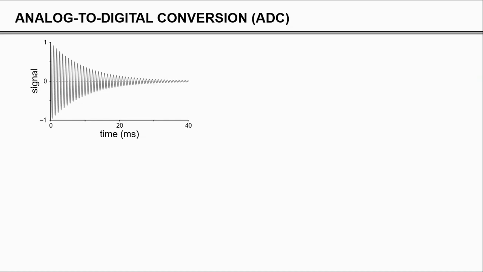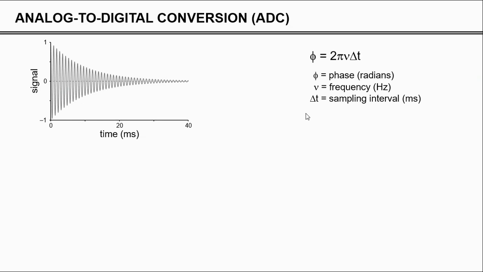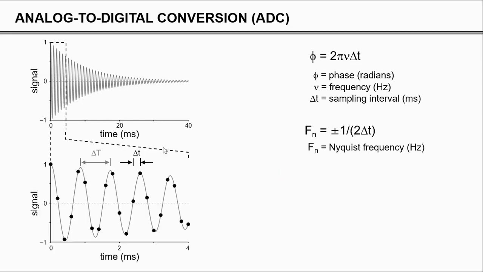digital representation? Well, that is governed again by the same equation, where the phase is proportional to frequency and the sampling time. And because the phase is only defined from minus pi to plus pi, that defines the maximum frequency that can be sampled accurately. That's the so-called Nyquist frequency, and it is equal to 1 divided by 2 times the sampling interval. So let's have a little bit closer look.